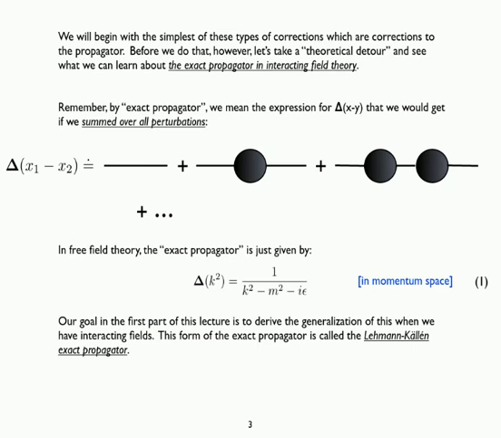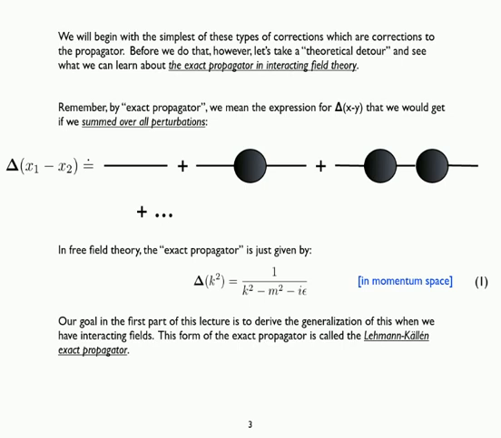But let's start with not t t-bar Higgs, but the simplest thing that we can think of, and that will be loop corrections to what we call the propagator, the 2-point function.